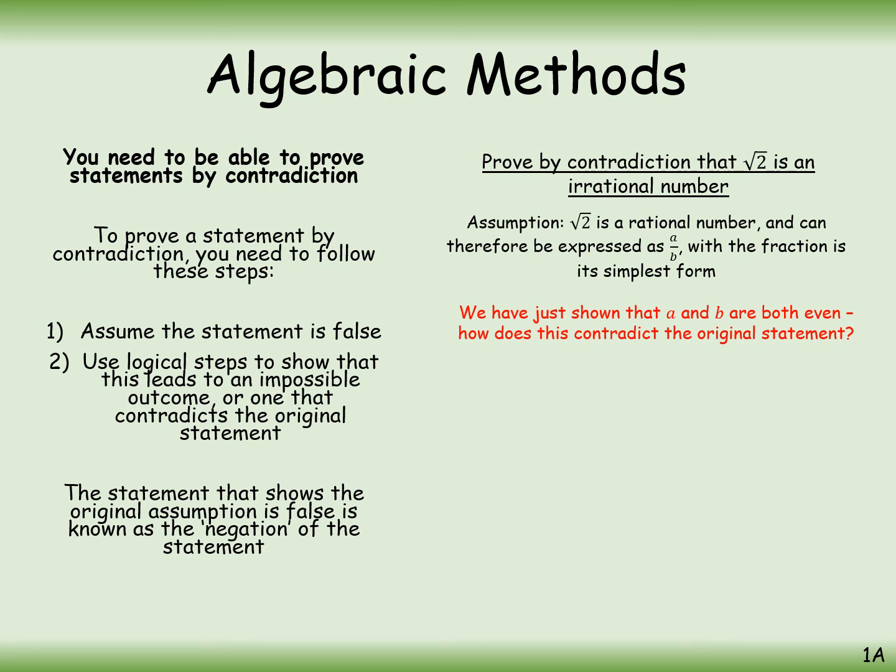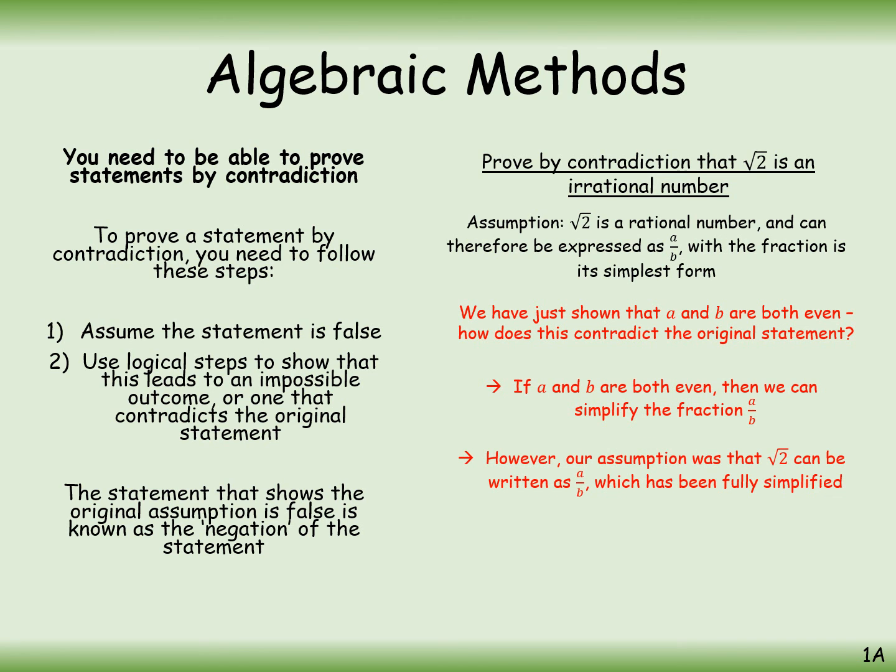So how does this contradict the original statement? Well, remember we started off by saying a over b is the simplified fraction, i.e. co-prime. So this is a contradiction. If a and b are both even, then we could simplify the fraction a over b. However, our assumption was a over b is fully simplified. What we showed contradicts this.